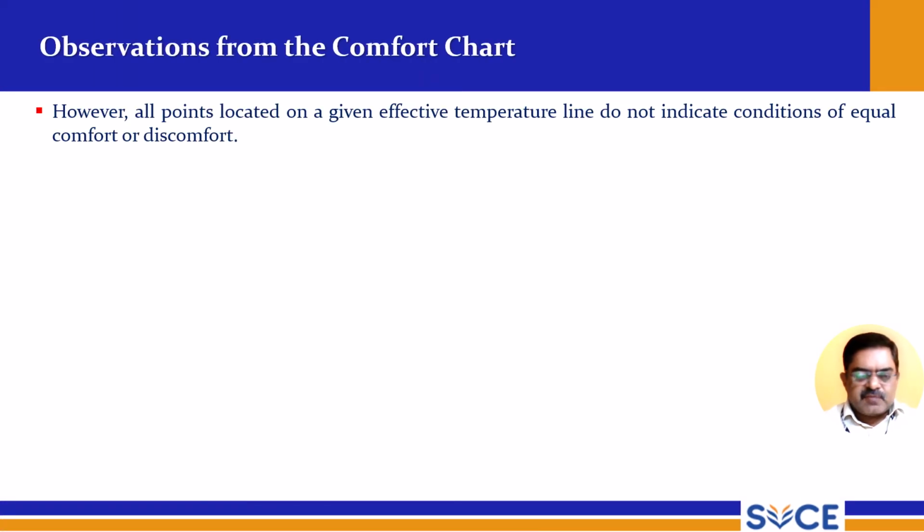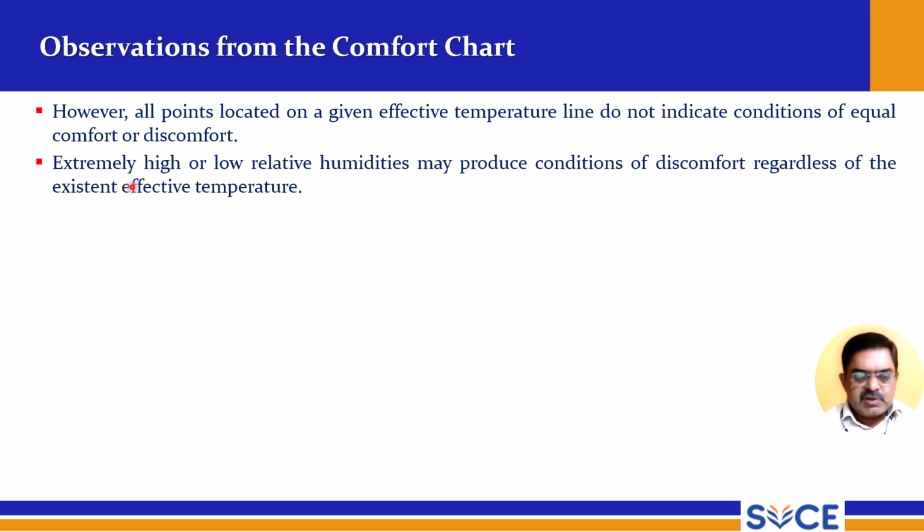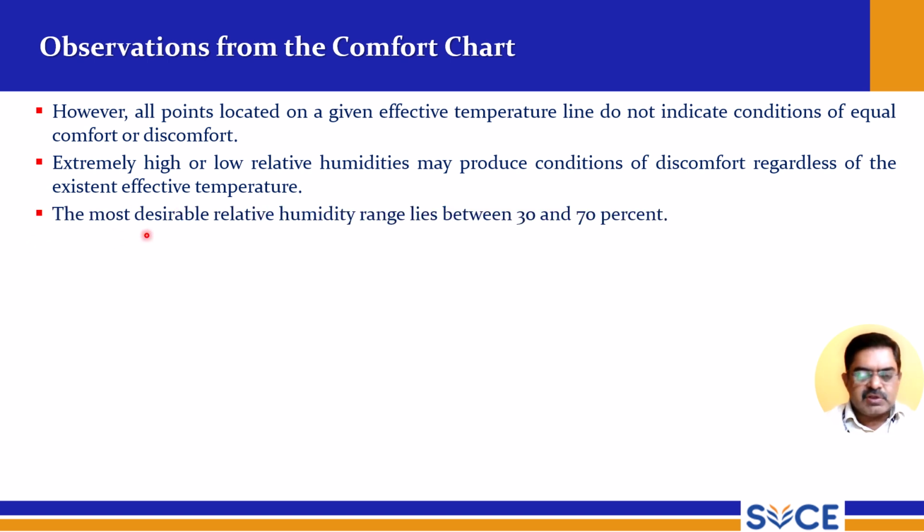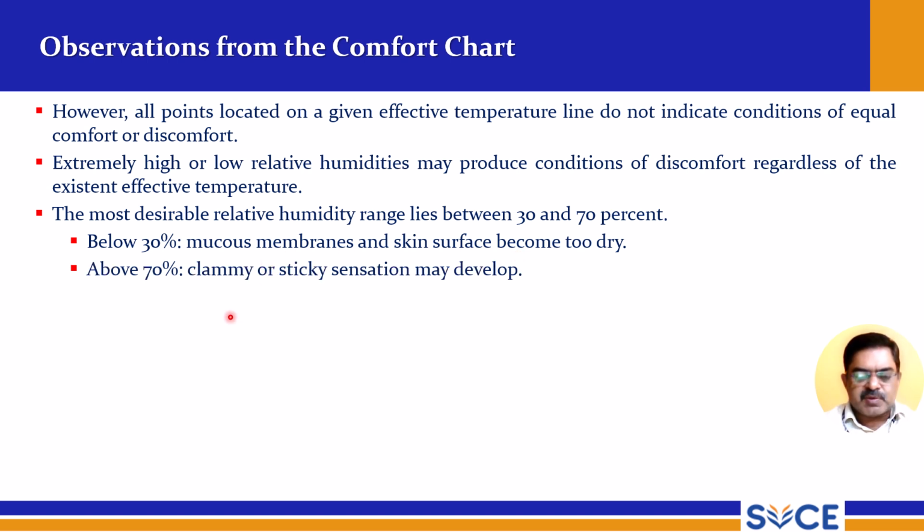Observations from the comfort chart: all points located on a given effective temperature line do not indicate conditions of equal comfort or discomfort. Extremely high or low relative humidities may produce discomfort regardless of the existing effective temperature. The most desirable relative humidity range lies between 30 and 70 percent. Below 30 percent, mucous membranes and skin surface become too dry, and above 70 percent a clammy or sticky sensation may develop on the skin.